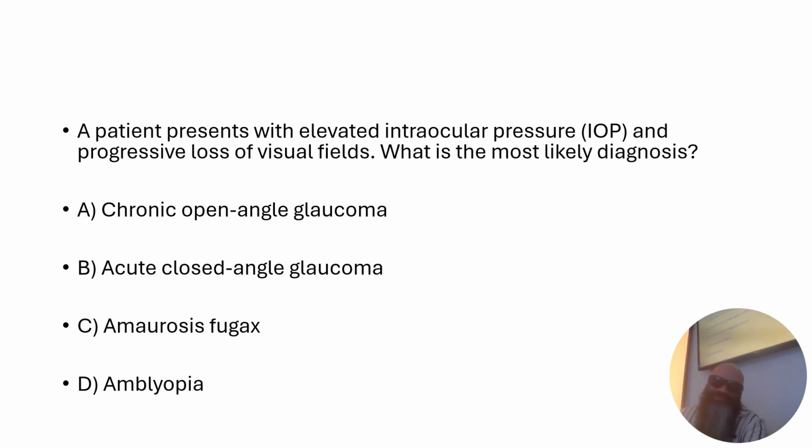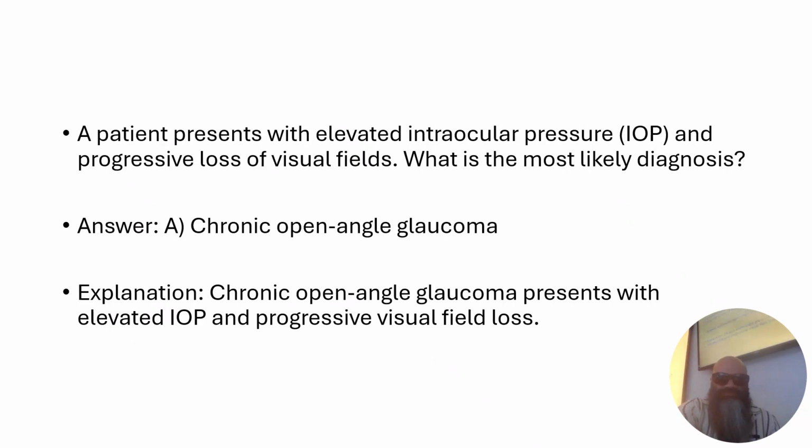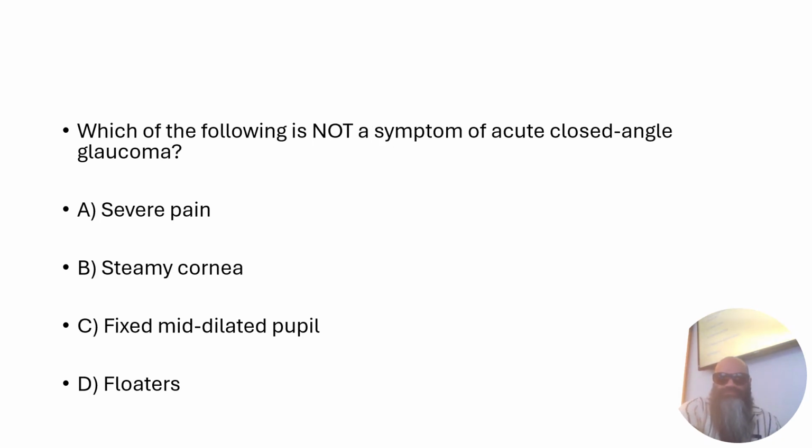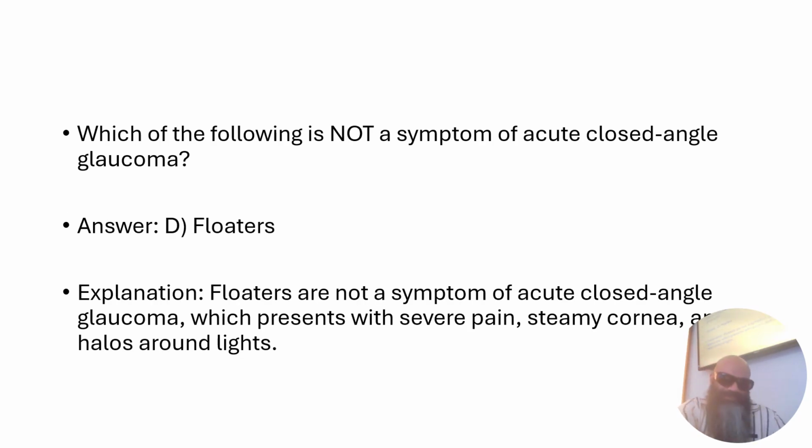A patient presents with elevated IOP and progressive loss of visual field. A. Chronic open angle glaucoma. Correct. Which of the following is not a symptom of acute closed angle glaucoma? D. Floaters. Final answer? Yes, you got it.